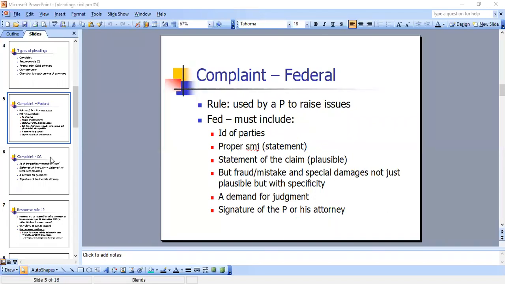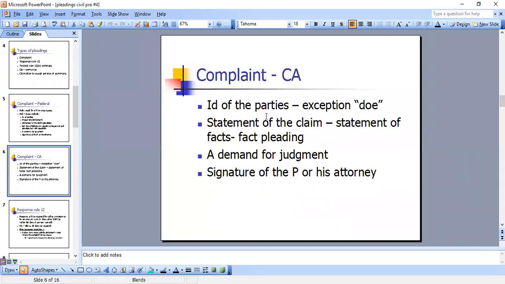Okay. Complaint for California now. Complaint for California: identification of the parties, with an exception for the DOE. We'll talk about DOE at the end here. Statement of the claim, statement of facts, and they want fact pleading, remember. Fact pleading, fact to element, a demand for judgment, and signature of the plaintiff or his attorney.